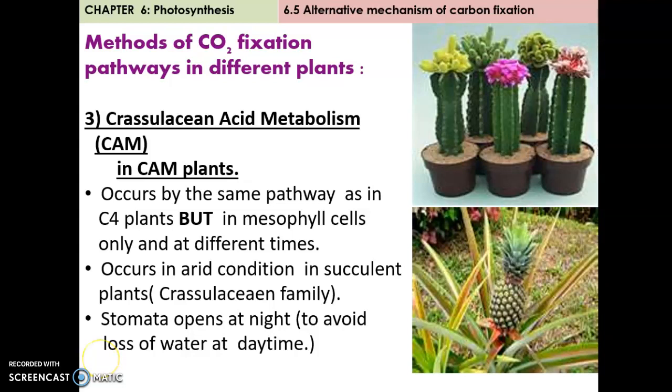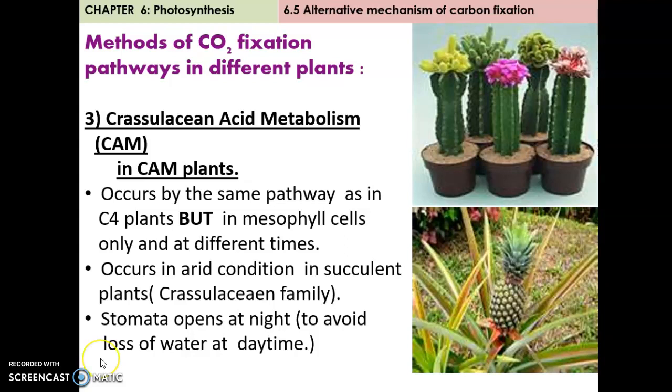Hi, Assalamualaikum. Let's continue with the last mechanism to minimize photorespiration that occurs in CAM plants. CAM stands for crassulacean acid metabolism. Examples of these plants are cactus and pineapple.